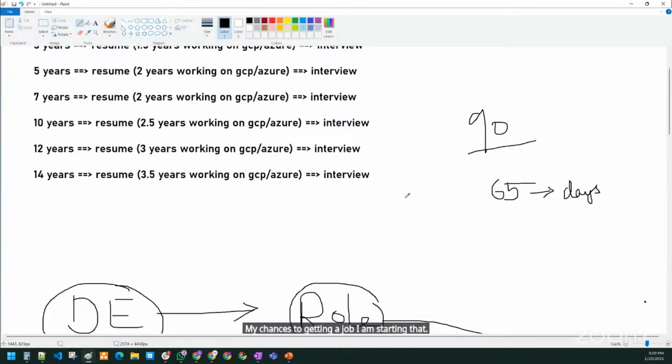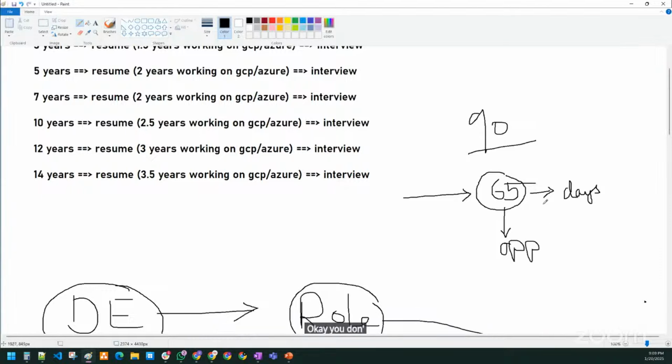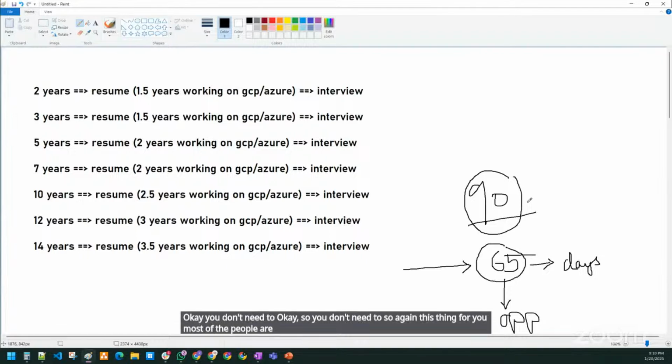After completing the 65 days of the course itself, you can go for the opportunities. You don't need to do it from the first day of serving your notice period. Most of the trainers may not tell you this, but I'm telling you, guys, you don't need to complete the course and go for an interview. I wouldn't suggest that. Complete 60 to 65 days and try to prepare your resume.